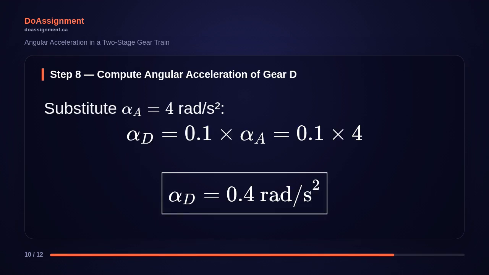Substituting alpha A equals 4 radians per second squared into our overall ratio, we get alpha D equals 0.1 times 4, which equals 0.4 radians per second squared. This is the angular acceleration of gear D when theta A equals 3 radians.